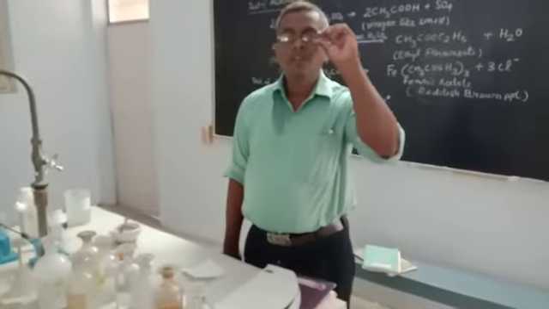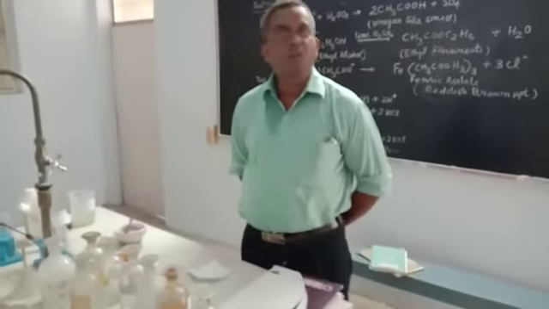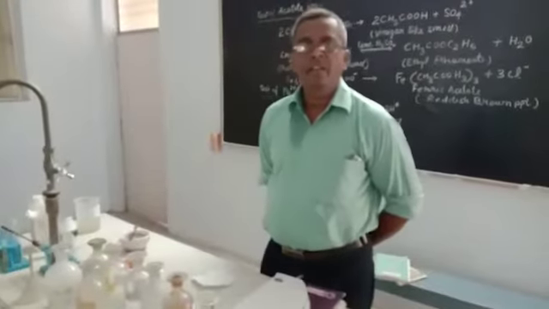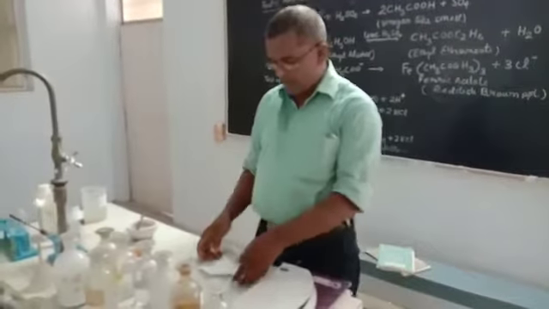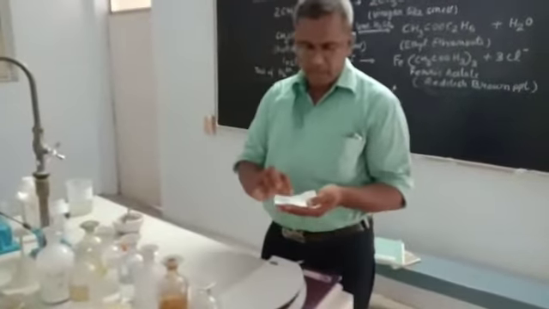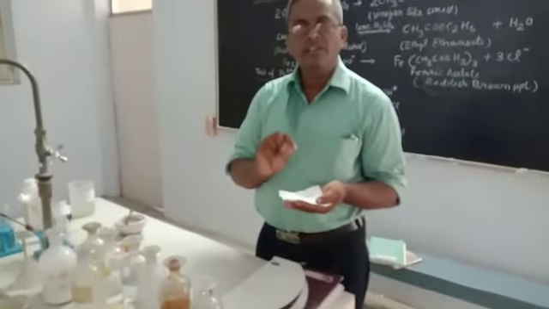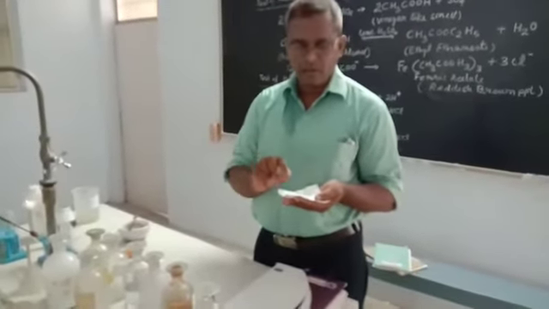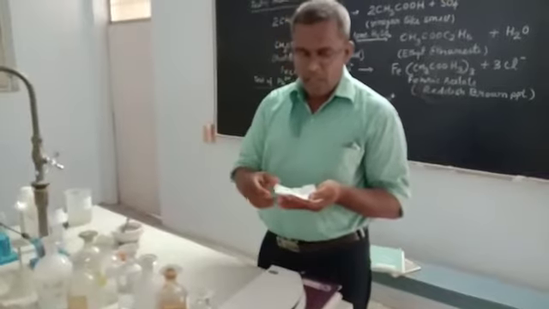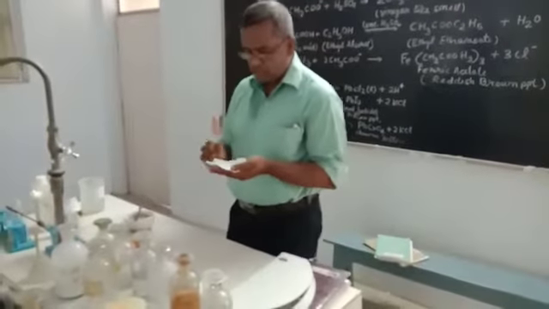Good morning, students. Now I am going to show you how to detect and identify the given radicals in the chemistry lab. Now we have to identify whether acetate is present in this given salt or not. See how many solutions are required.